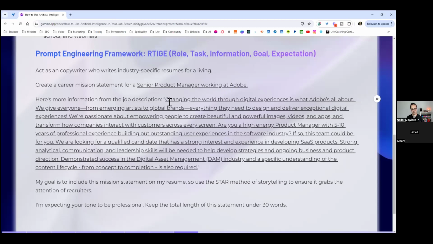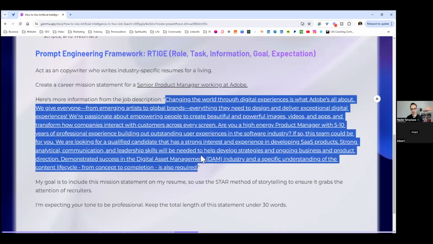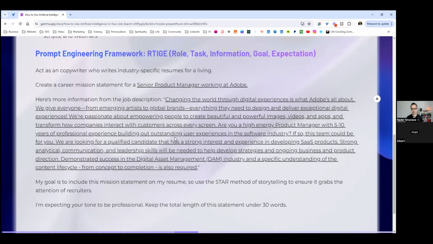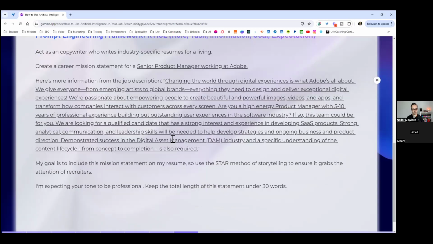This is me copying just the first 2 paragraphs. Your mission statement has nothing to do with your skill sets. It's really just mission. It's the goal, it's the objective, it's the purpose. So this is only the 2 paragraphs of the company, of the job description.